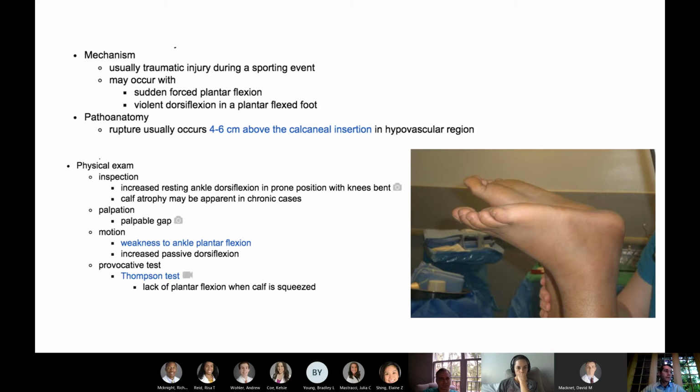There's a named test called the Thompson test, where you lay them supine and you just squeeze their calf. Excuse me, you lay them prone and you squeeze their calf, and on the uninjured side, the foot will plantar flex, and on the injured side, it won't. So you'll be able to feel that defect. If their history matches this, you can feel a defect, and the Thompson test indicates a lack of Achilles tendon continuity, you do not need an MRI.